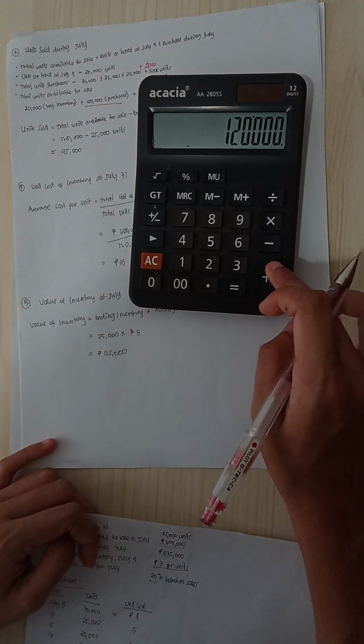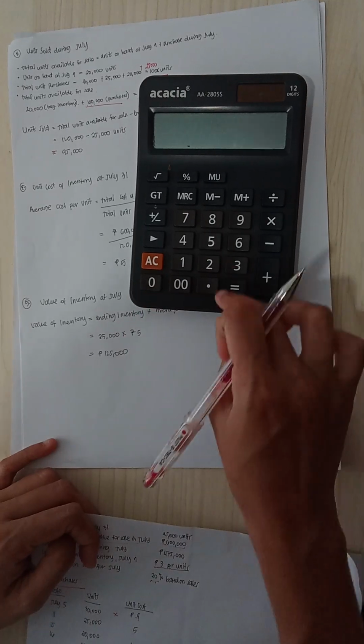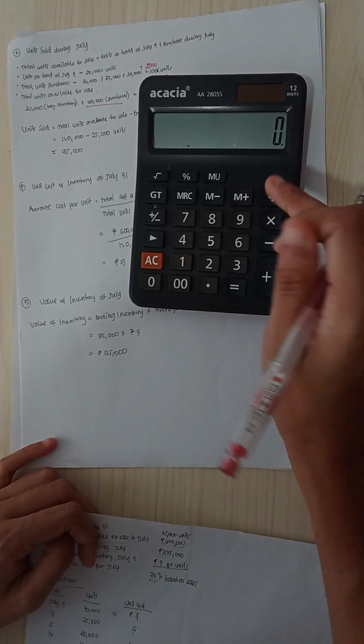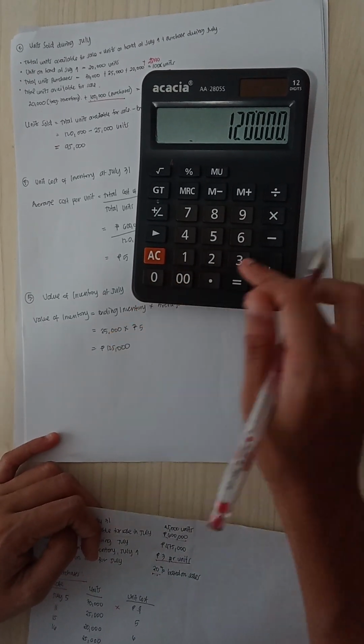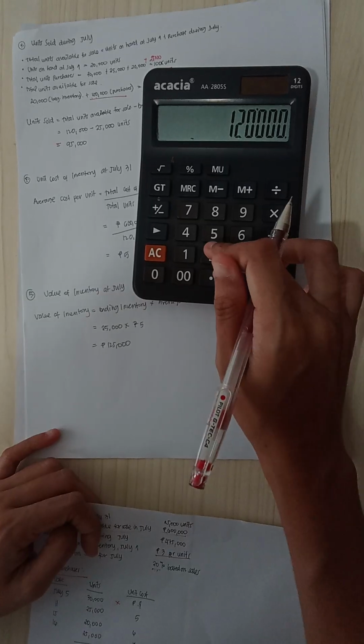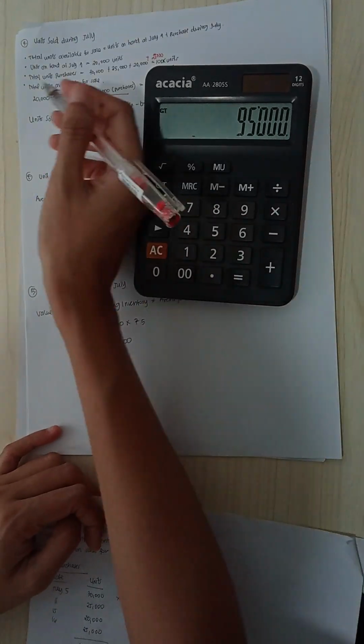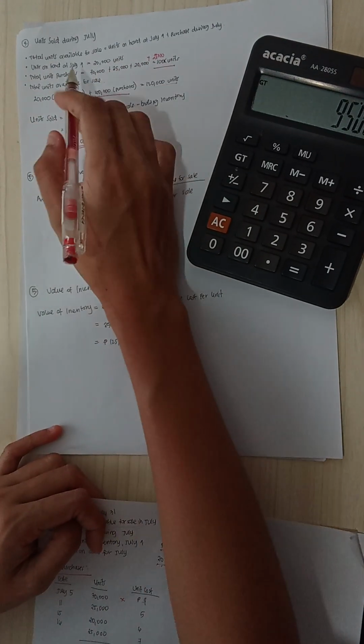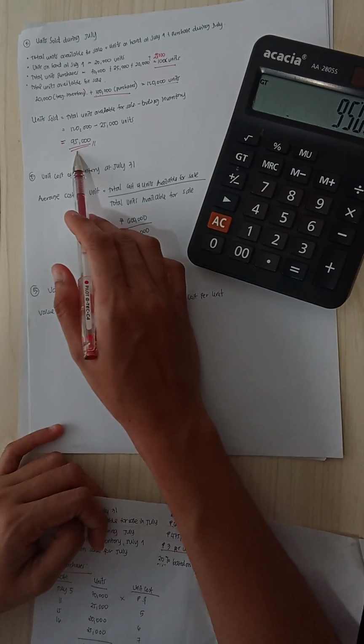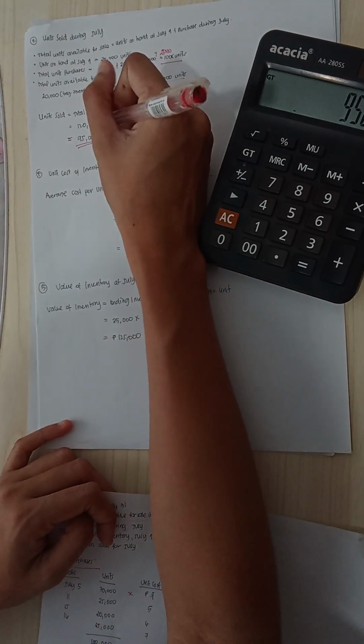120,000 plus 25,000, wrong guys. 120,000 minus 25,000 equals 95,000. So, units sold during July is 95,000 units.